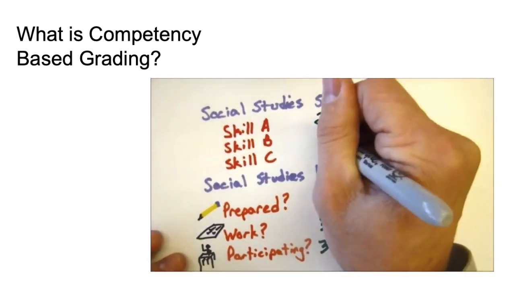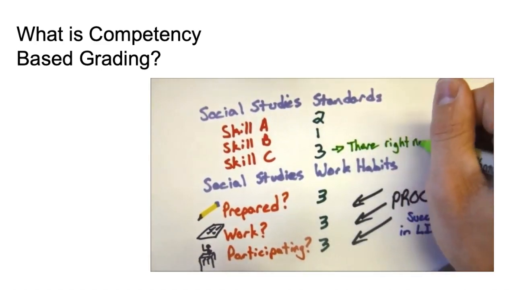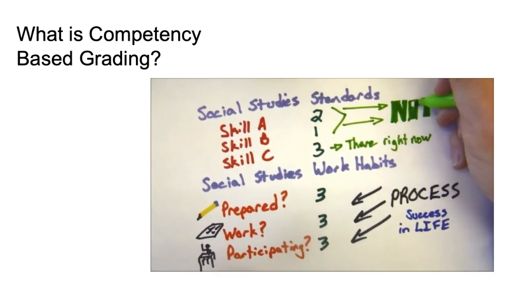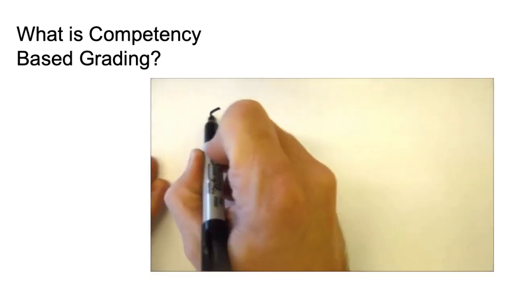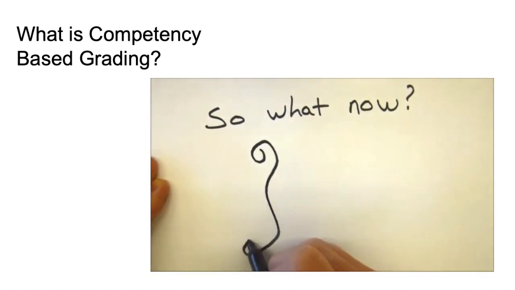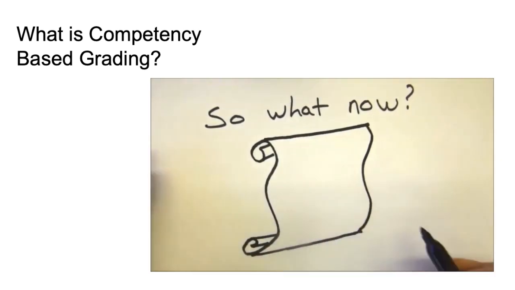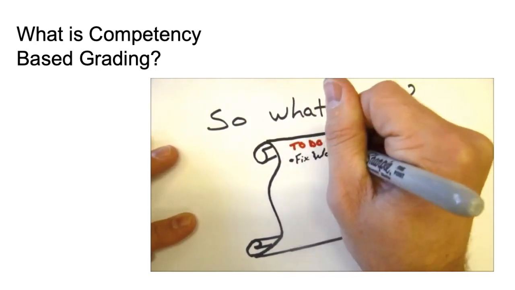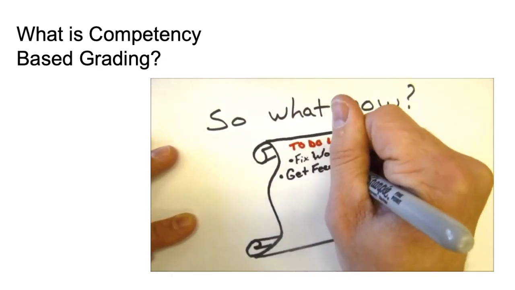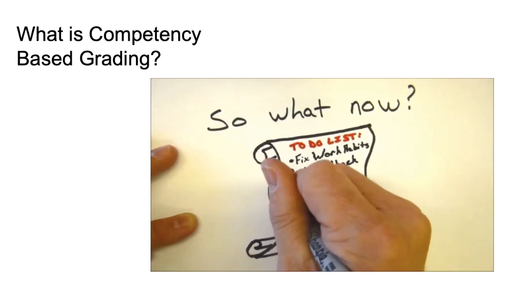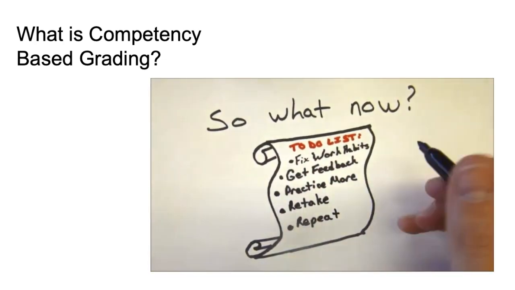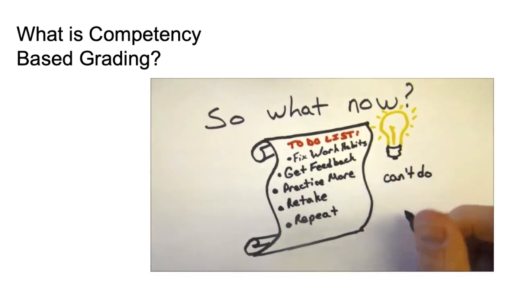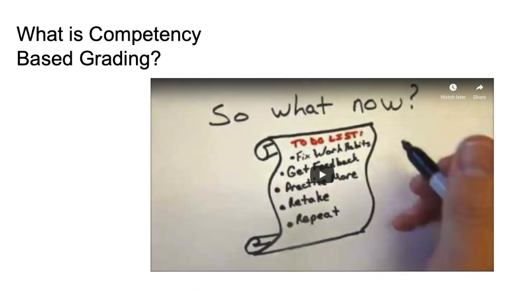The social studies standards then are broken down into skills. You need to look at the numbers of these skills. If a student has a 3, they're there right now. If they have a 2 or 1, they're not there yet. So what now? Well, there's things a student can do using these numbers. 1, fix the work habits that are not 3s. Meet with a teacher, get feedback, practice more, retake any assessments, and then repeat this process. Remember, I can't do it is not the same as I didn't do it.